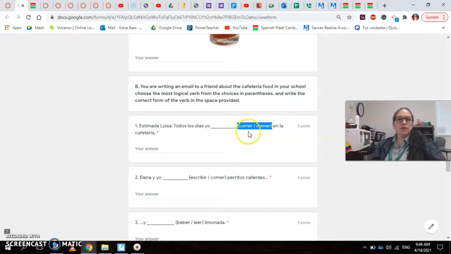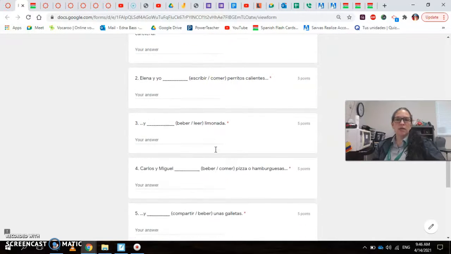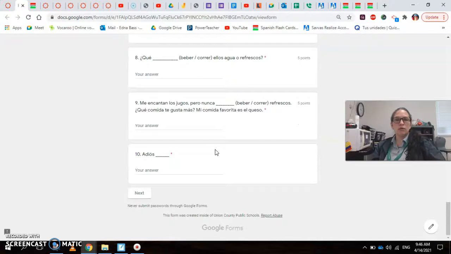Now the verb can go with ER at the end or IR, because it has to be conjugated. So you need to find the subject for each one of this, and then type the corresponding verb with the corresponding ending according to this person. You only type the verb, what is missing right there in the sentence. And that's all you have to do for this first part.